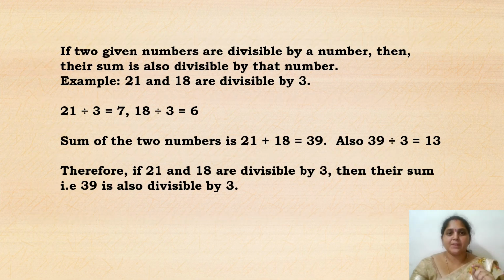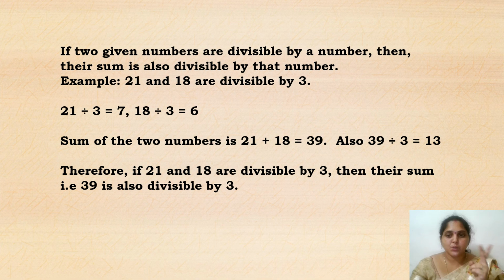If two given numbers are divisible by a number, then their sum is also divisible by that number. What is the statement here? When you take two numbers, and both are divisible by the same number, then when you add the two numbers, the sum should also be divisible by the same number. I will tell you one example for your understanding. If you observe this example, you will come to know what the statement exactly is.